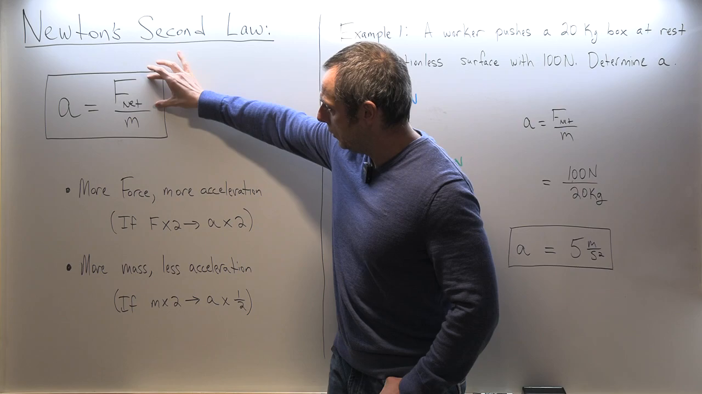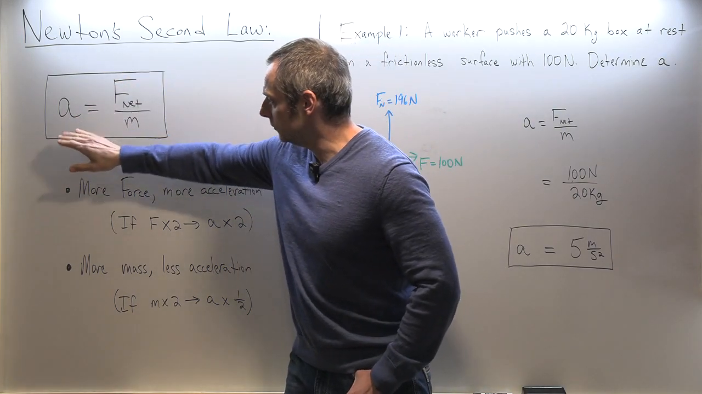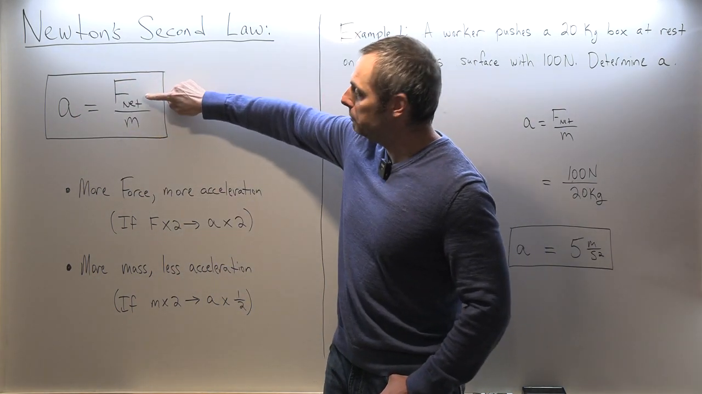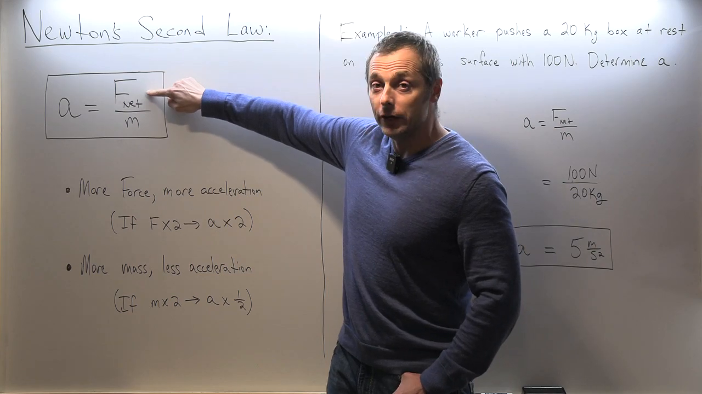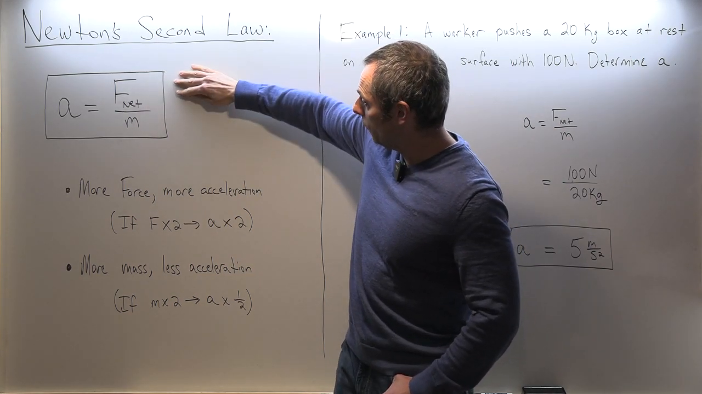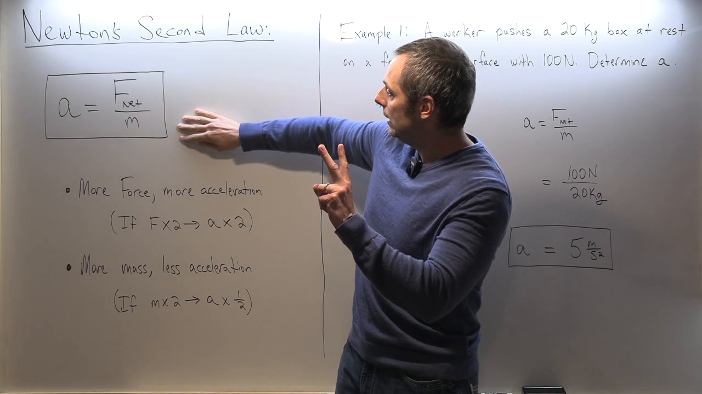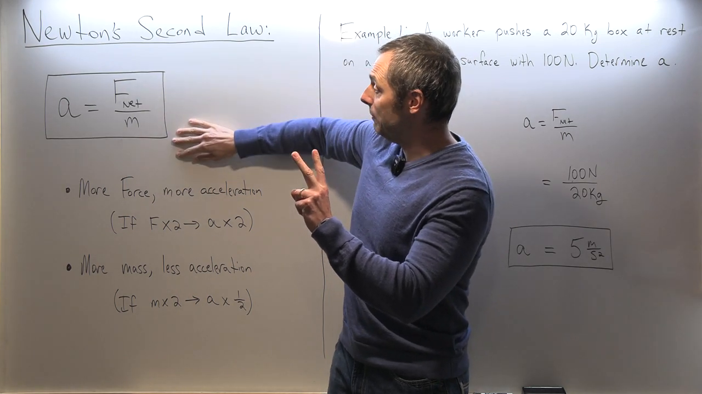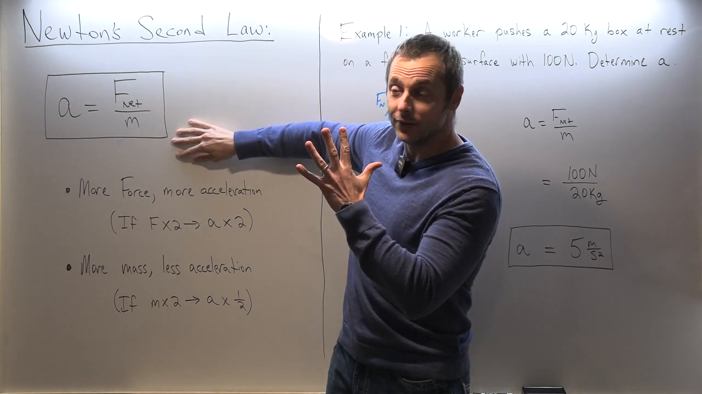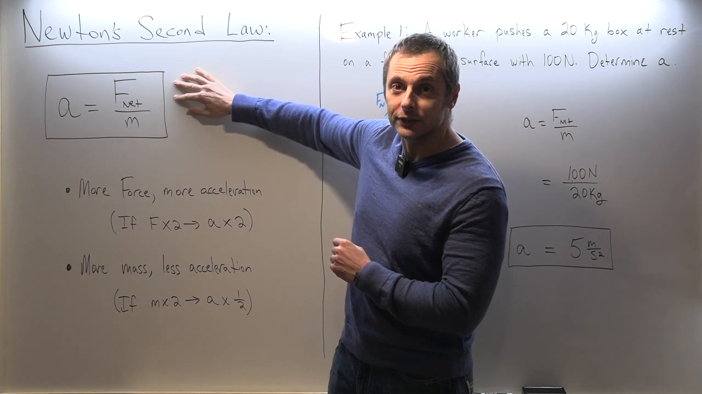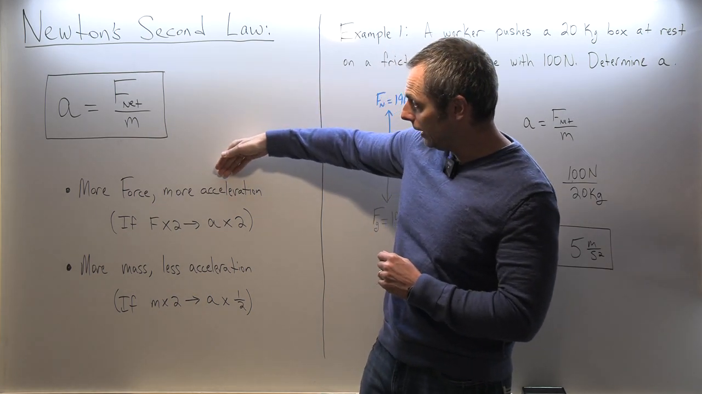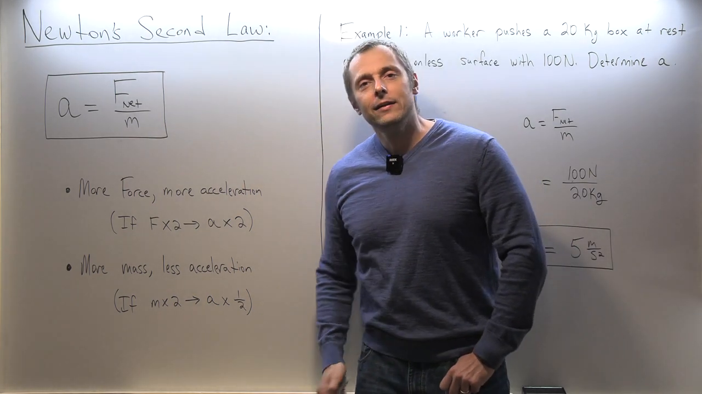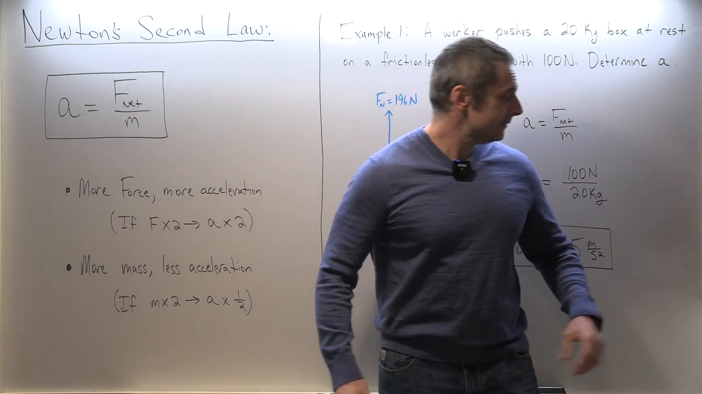Force is in the numerator of an equation that determines acceleration. What that means is if you put a bigger number here, you're going to get a bigger answer. Like, for example, 4 divided by 2 is 2. Let's do 10 divided by 2, 5. More force, more acceleration. Okay, so that's one idea. And you know this, okay?